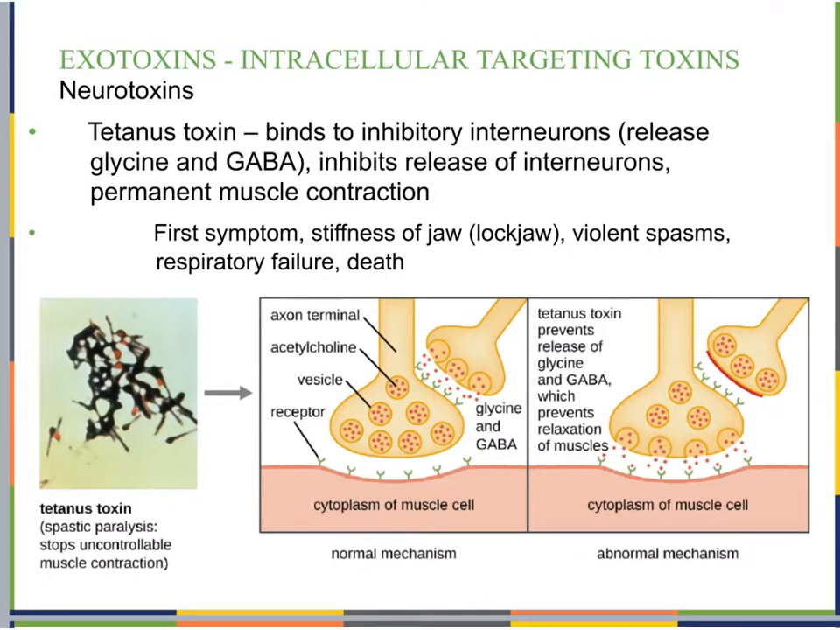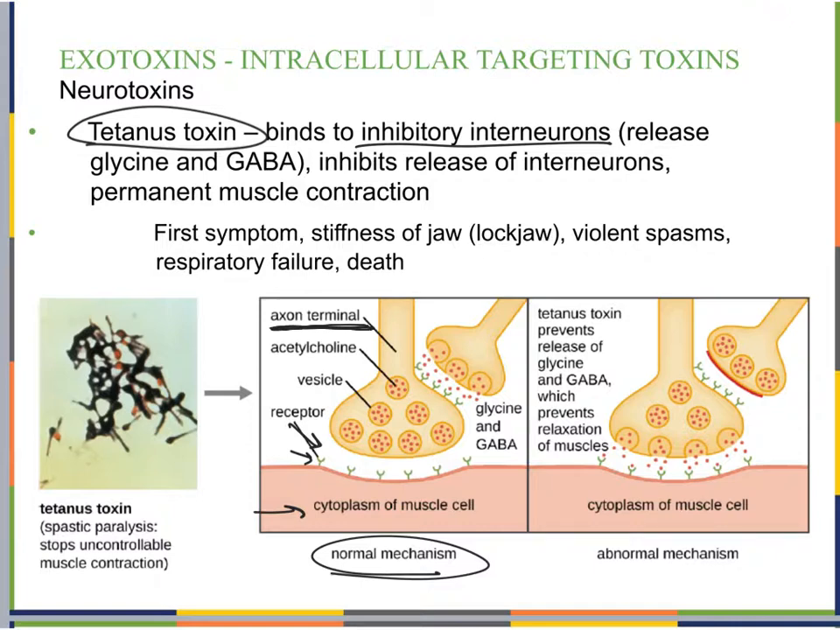So the next exotoxin that we are going to talk about is also a neurotoxin, and that is the tetanus toxin. The tetanus toxin works in similar ways to the botulinum toxin that we just saw, but a little differently. In the case of the tetanus toxin, this is going to bind to inhibitory interneurons. If we take a look at the image down here, we have our normal mechanism here. We have the cytoplasm of the muscle and the muscle cell. We have our receptors. This is our neuromuscular junction.